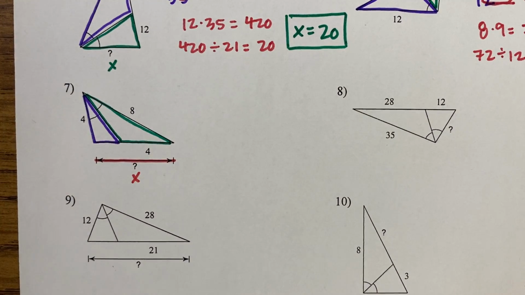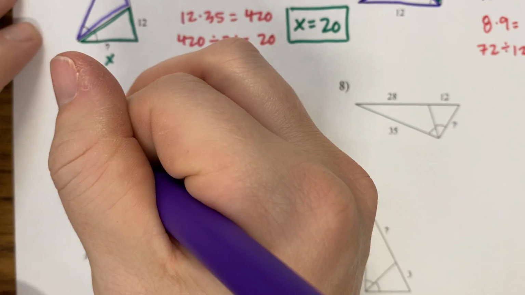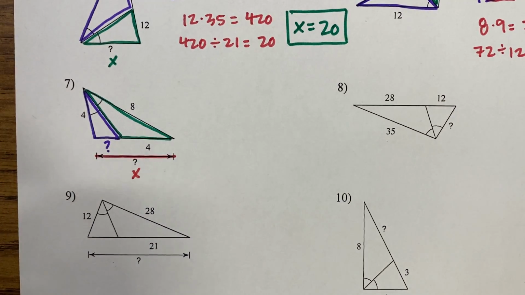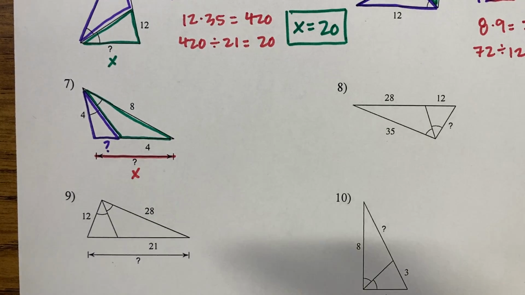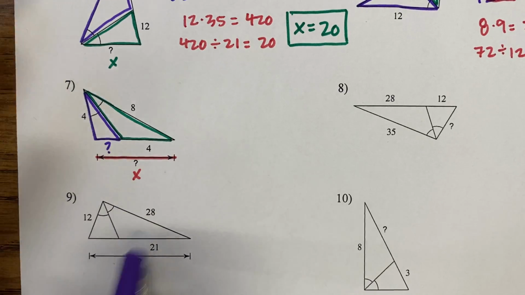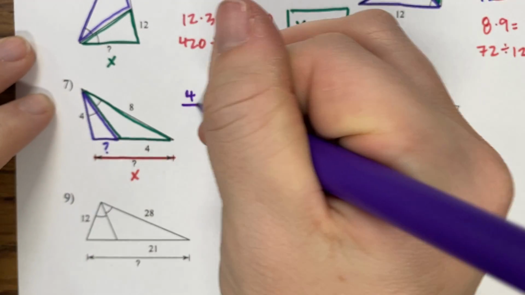Okay, so now I need to find that missing side for my purple triangle. We'll just call that question mark in order to find the entire side. Okay, so I need to set up my proportion. I'm going to go the top one over the bottom one. So I'll just call it 4 over x.